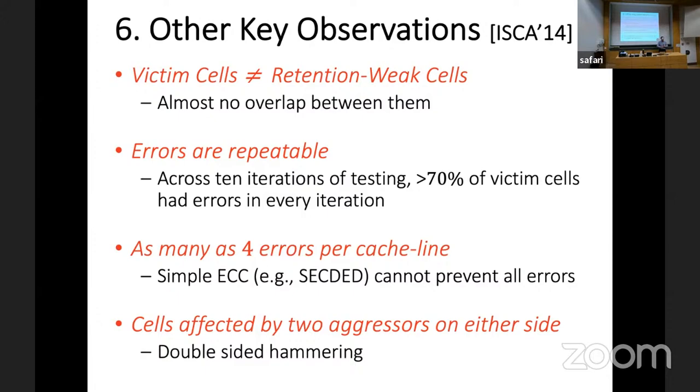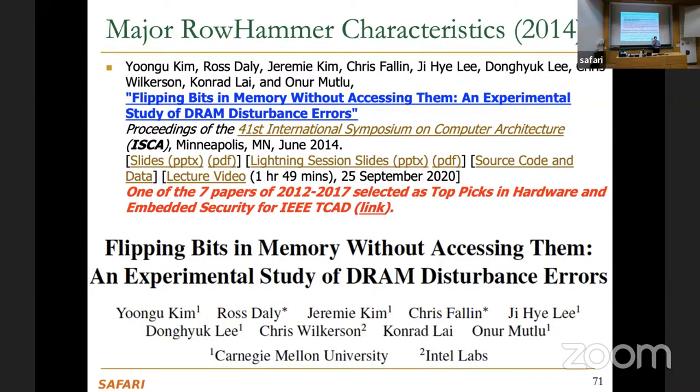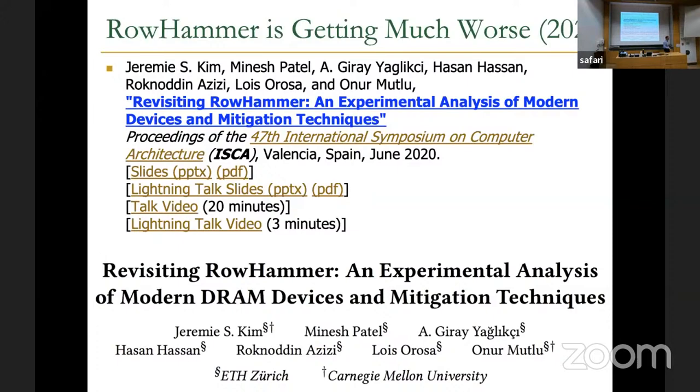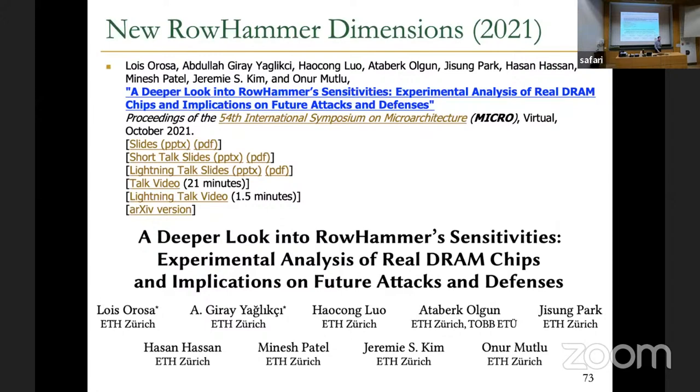So there are a bunch of RowHammer characteristics that are inside this paper. I'm not going to talk about them. Hopefully you'll read them. But we will talk about some more recent papers that show that RowHammer is getting much worse. You can see that this is published 6 years after the first paper. This is published 7 years after the first paper, and we're going to see some other characteristics. So it turns out it's good to study these characteristics, because once you understand them, you can develop better solutions.